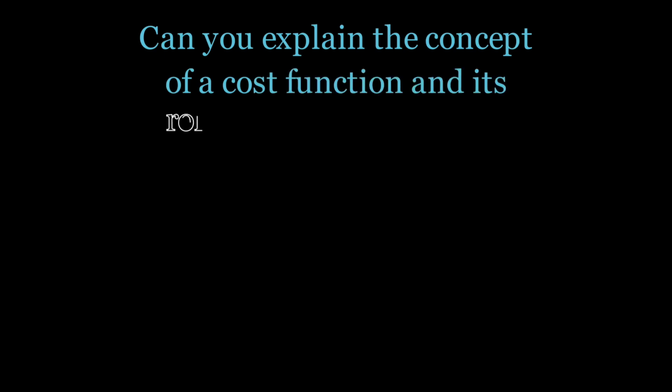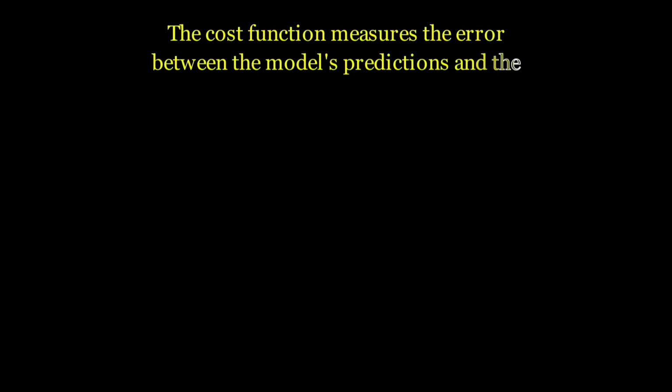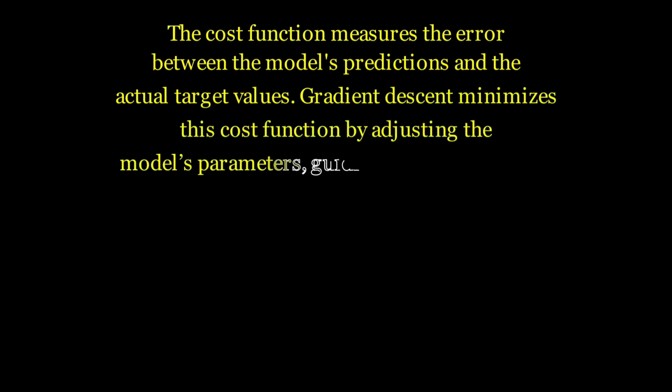Can you explain the concept of a cost function and its role in gradient descent? The cost function measures the error between the model's predictions and the actual target values. Gradient descent minimizes this cost function by adjusting the model's parameters and guiding the model toward better predictions.